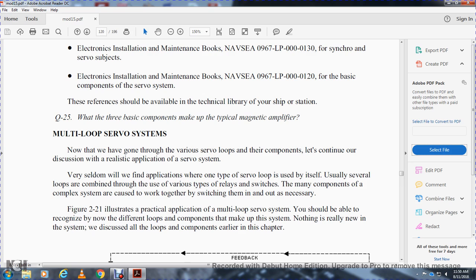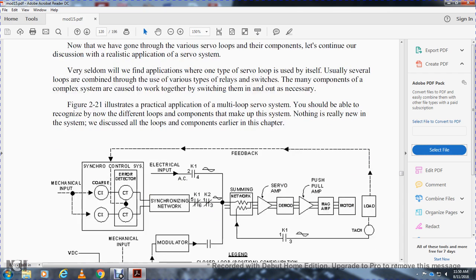Figure 221 illustrates a particular application of the multiple loop servo system. You should be able to recognize the different loop components that make up the system. Nothing is really new in the system. We discussed the loops and components earlier in this chapter.